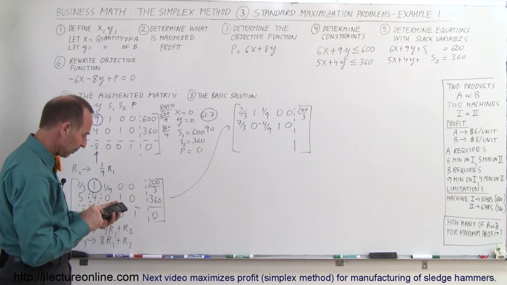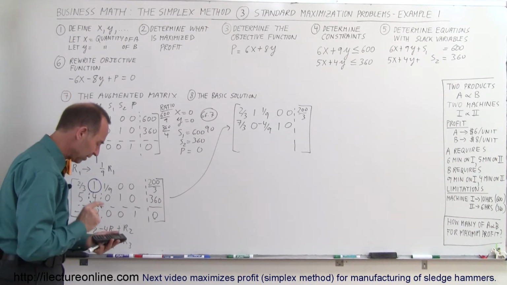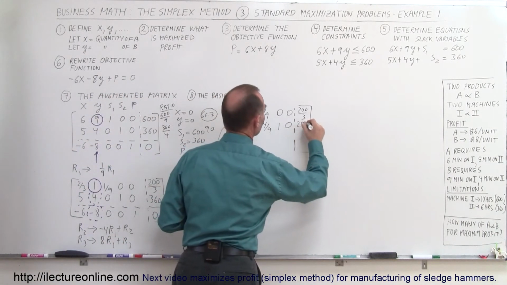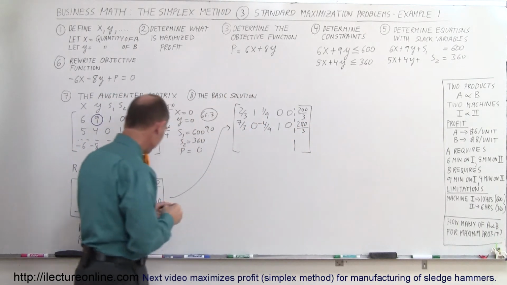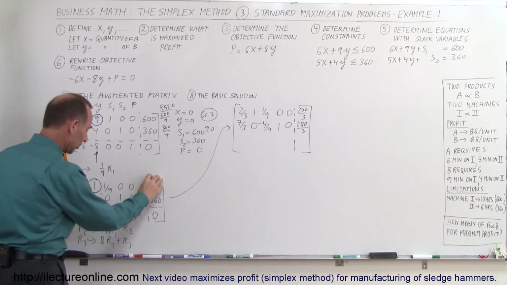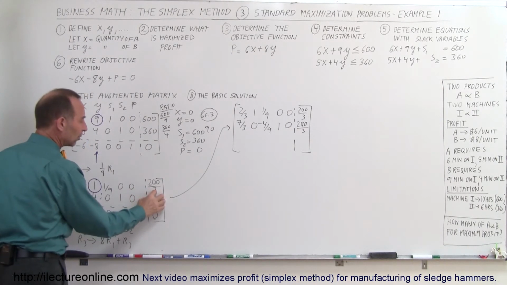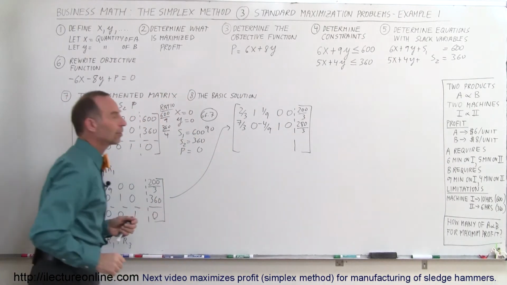That is 93.3333. If I multiply times 3, I get 280 divided by 3. So this becomes 280 divided by 3. How did I do that? Again, I multiplied this number times -4, minus 800 over 3, and added it to 360. I get 280 divided by 3.